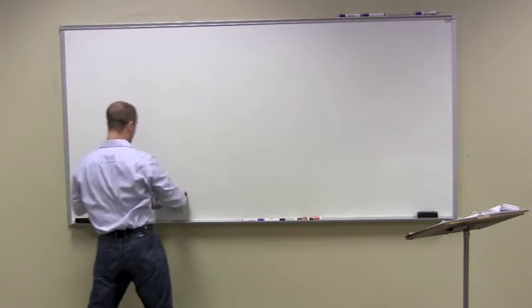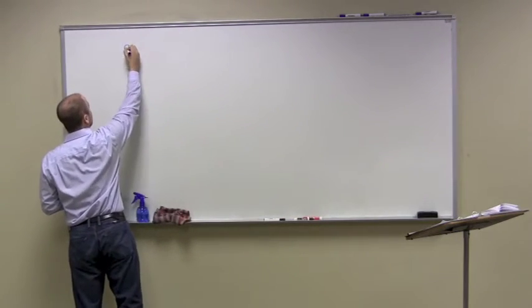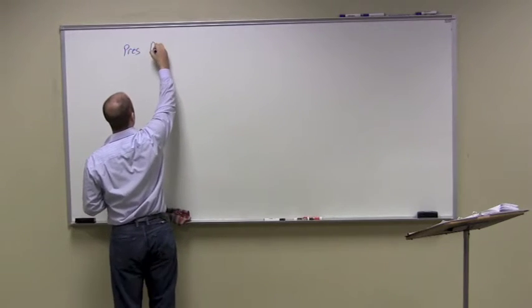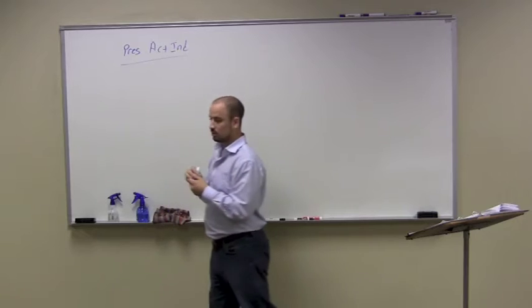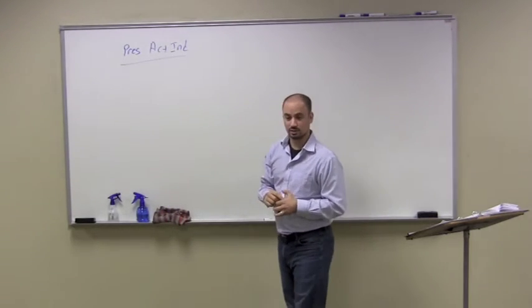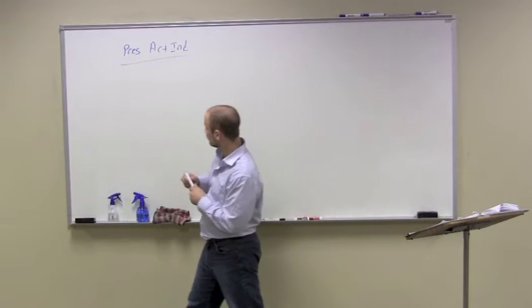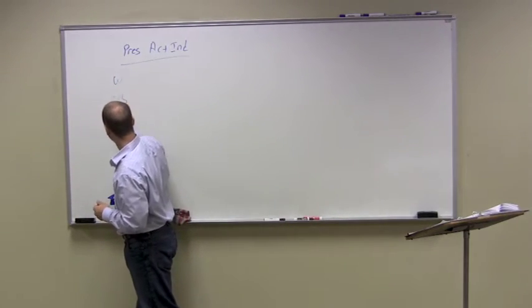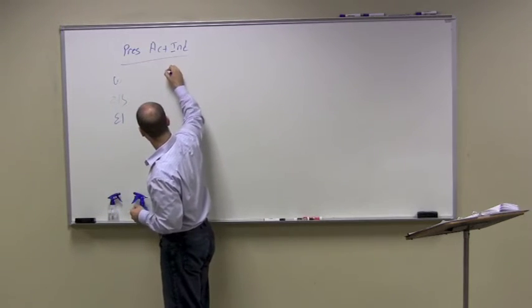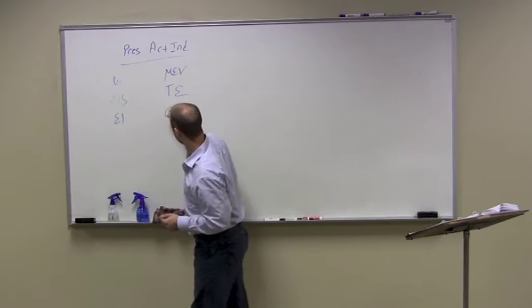So we have learned our present active indicative verb. Anybody remember the endings for that? O, ace, a, men, te, and usen.